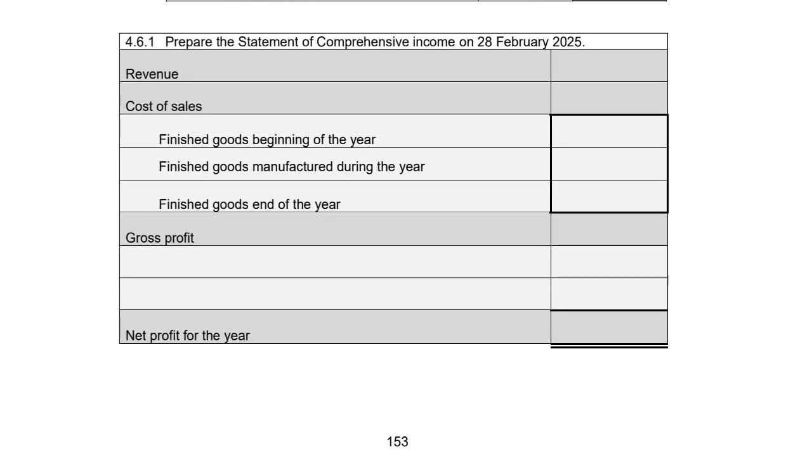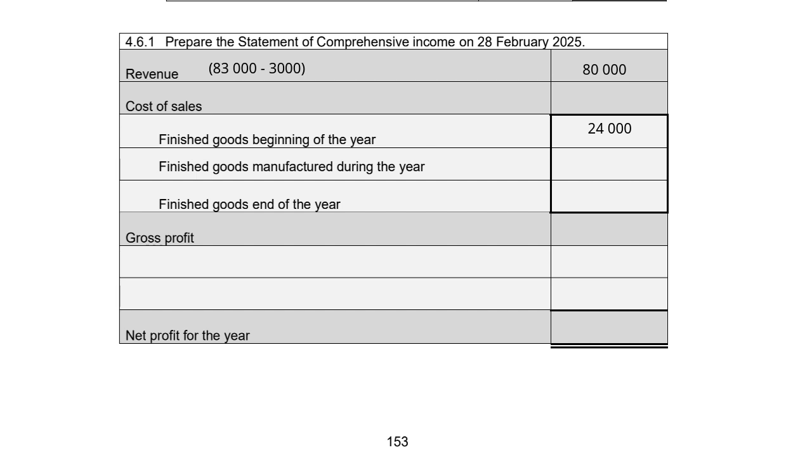4.6.1, prepare the statements of comprehensive income on 28 February 2025. We are going to start with our revenue. Remember, it's the net revenue, so it's 83,000 minus our debtors allowances of 3,000 to give you 80,000 Rand. Our cost of sales, our finished goods at the beginning of the year is given as 24,000 Rand.